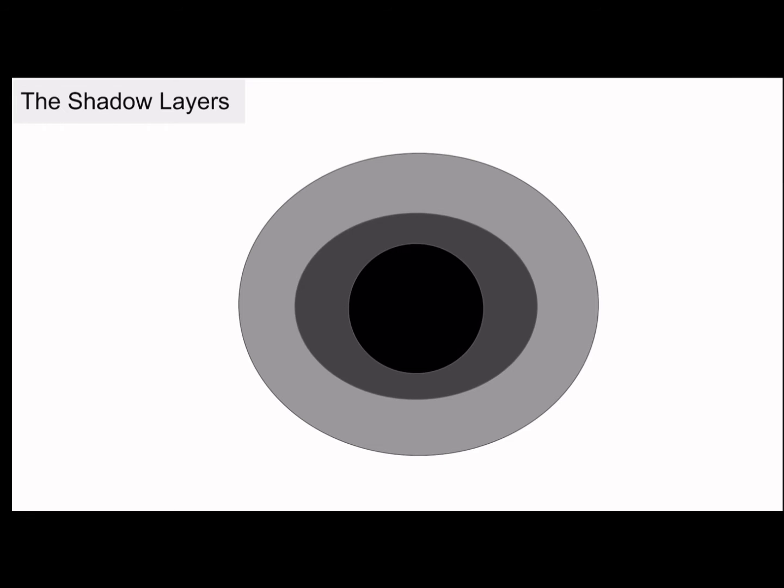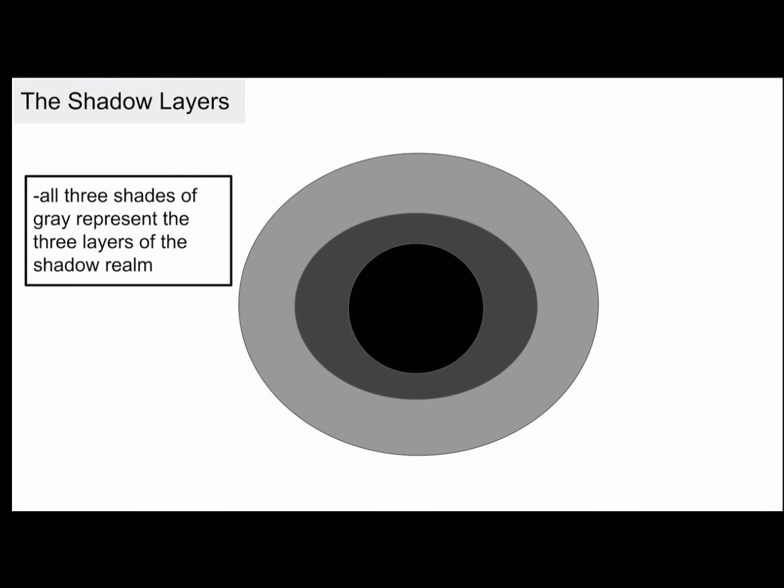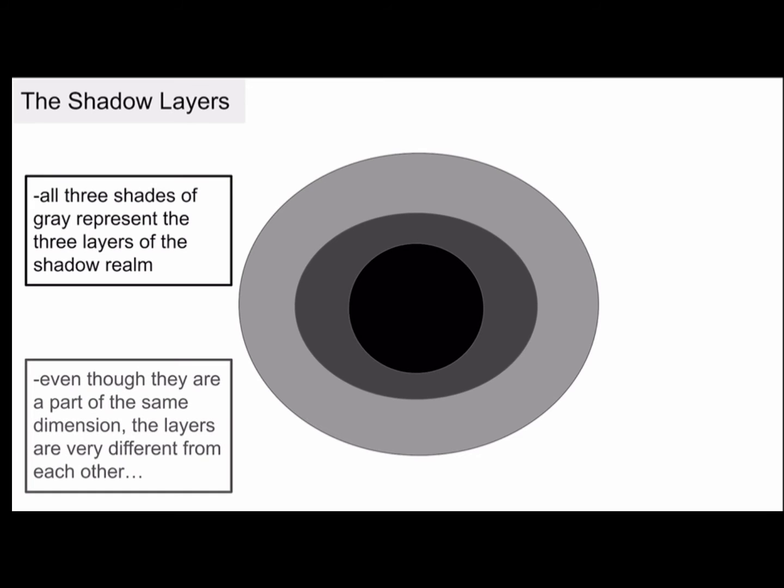Now, these 3 rings right here are very important, and they are referred to as the shadow layers. And when I say shadow layers, I'm referring to the different layers of the shadow realm. So, like I just said, all 3 shades of gray represent a different layer of the shadow realm, and even though they are part of the same dimension, the layers are very different from each other.